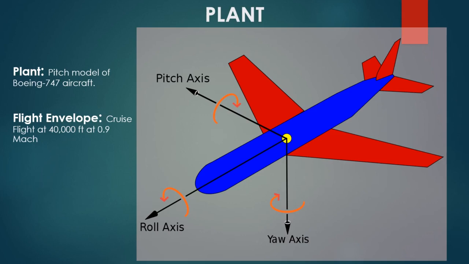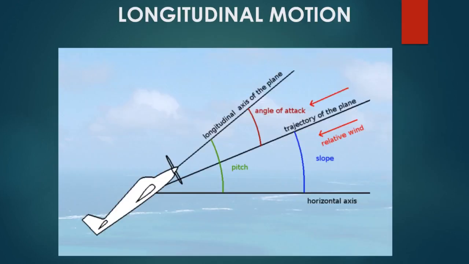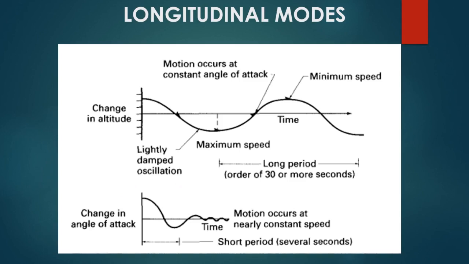The plant model selected for analysis is the pitch model of a Boeing 747 aircraft, and the flight envelope that we would be considering is cruise flight at 40,000 feet at a max speed of Mach 0.9. The nose up and nose down motion of the aircraft around its pitch axis is called the longitudinal motion of the aircraft. There are two types of longitudinal modes. One is the long period mode, which is caused by the variation of airspeed, pitch angle and altitude, and the other is the short period mode, which is caused by changes in angle of attack due to sudden wind gusts or disturbances. For this research work we would be considering the short period mode.